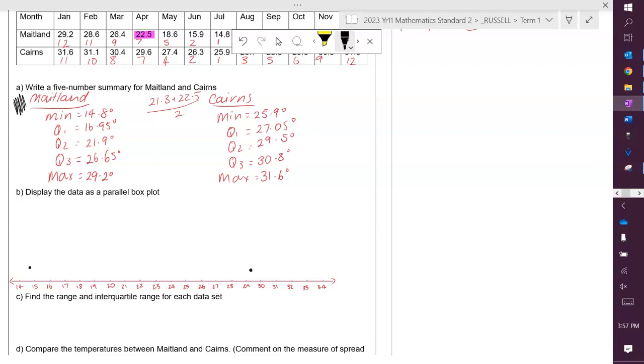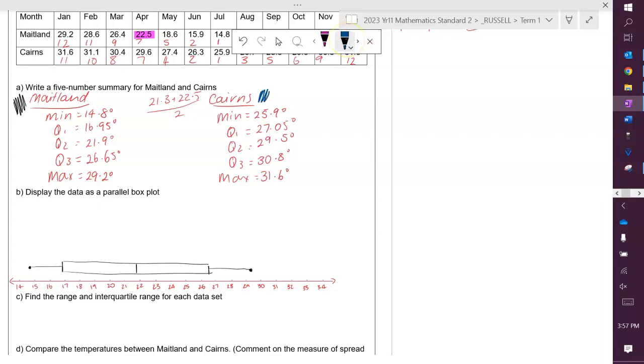And I need 3 vertical lines for my Q1, 2, and 3. So 16.95, so almost 17. Vertical line. Q2 is 21.9. And Q3 is 26.65. So remember, these 3 are connected to make our box. And then we join our upper and our lower with a straight line.